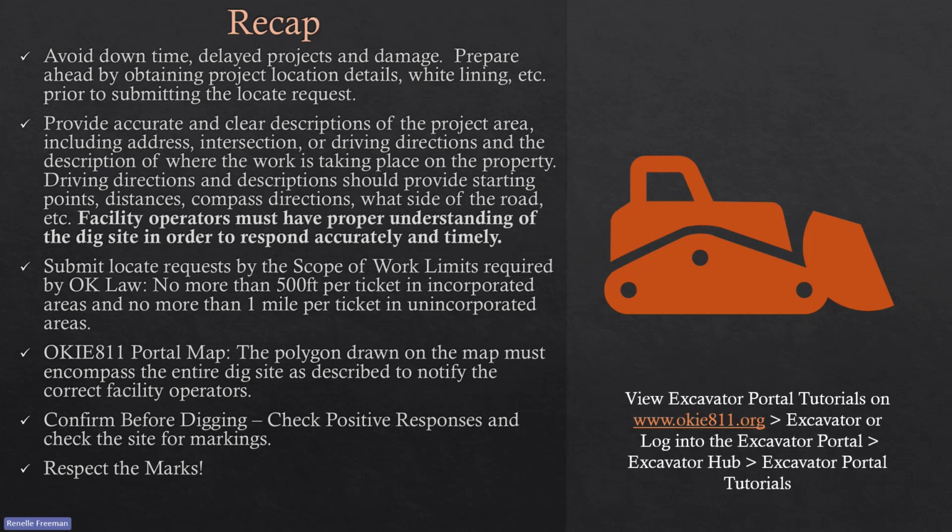Submit locate requests by the scope of work limits required by Oklahoma law. That's no more than 500 feet per ticket in incorporated areas and no more than 1 mile per ticket in unincorporated areas. And then on the OKI 811 portal map, the polygon drawn on the map must encompass the entire dig site as described on that ticket to make sure that we notify the facility operators correctly.